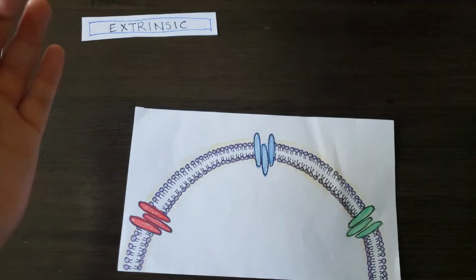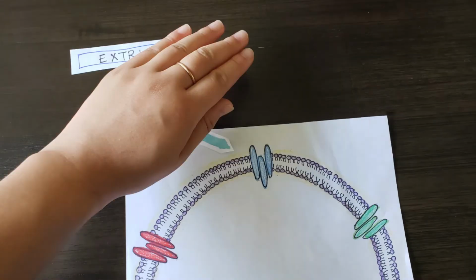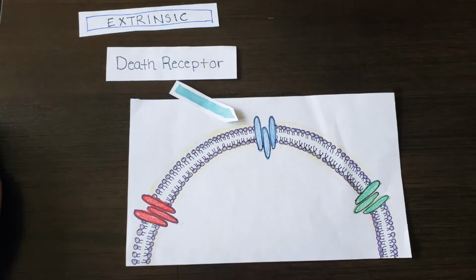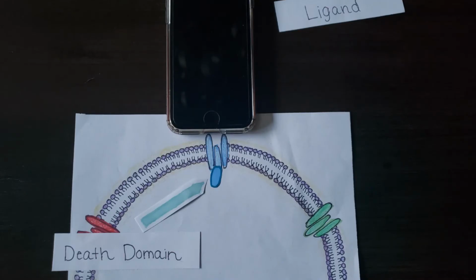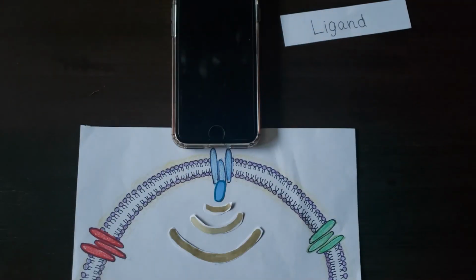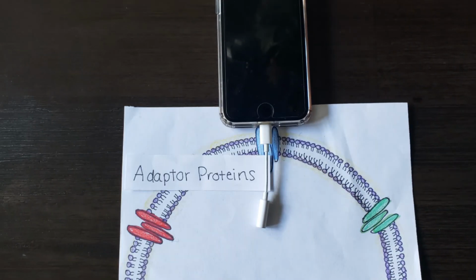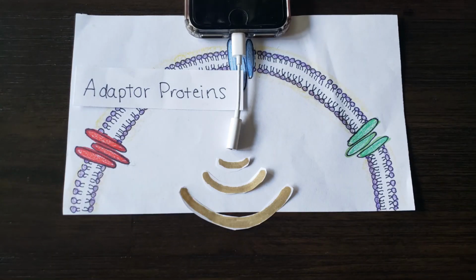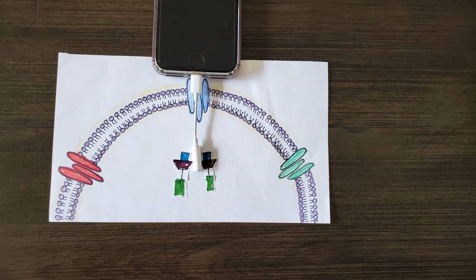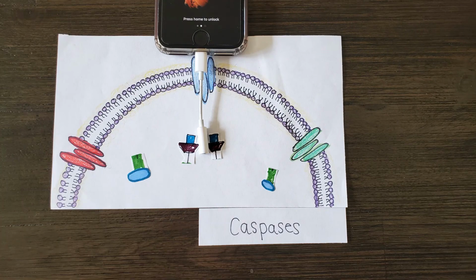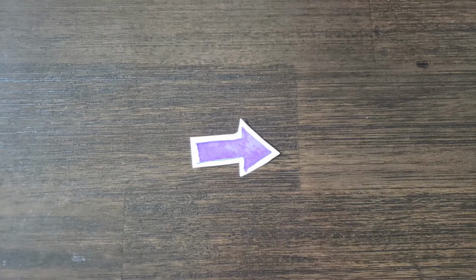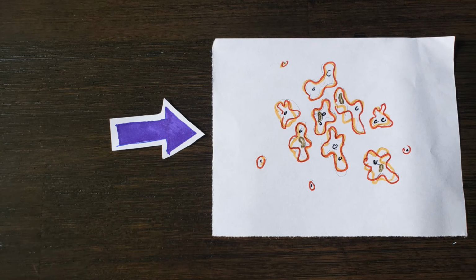The extrinsic pathway, on the other hand, receives signals from other cells. When a death receptor binds with ligands, or molecules from other cells, the cell then activates its death domain, which then calls for adapter proteins, which transmit the signal from the ligand to the inside of the cell. This causes extra structures called procaspases to bind with these adapter proteins and activate other enzymes, or caspases, to begin the process of apoptosis.